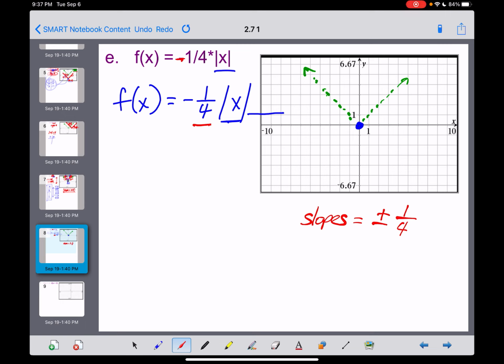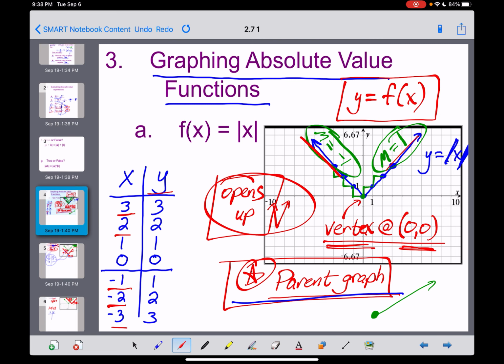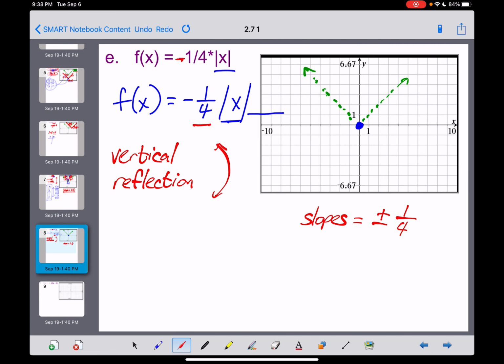And if you remember what a negative leading coefficient does, that, everybody, is a vertical reflection over the x-axis. That's when you take something and you flip it this way over the axis. What that does for us, guys, is unlike every graph that we've looked at so far, which has opened upward, now that we're flipping this thing, this graph is now going to open downward. So that's 2 interesting changes right here. We've got slopes of plus and minus 1/4, and our graph opens downward.